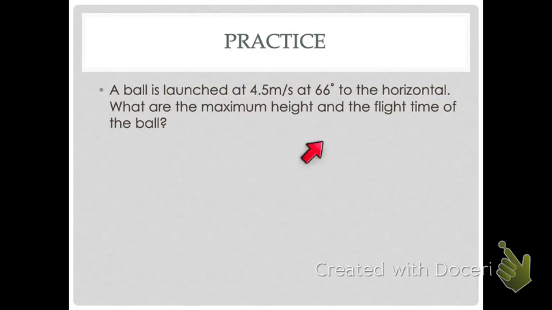Try this one on your own. A ball is launched at 4.5 meters per second at 66 degrees to the horizontal. All that means is you're going to go along the positive horizontal axis and bring it up 66 degrees, so your angle is going to go right there like it's been in all of our other problems. What's the maximum height and the flight time?